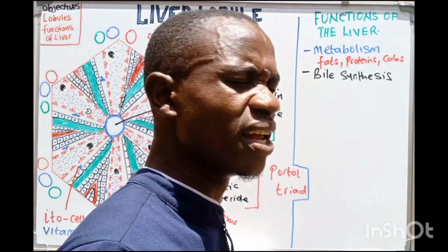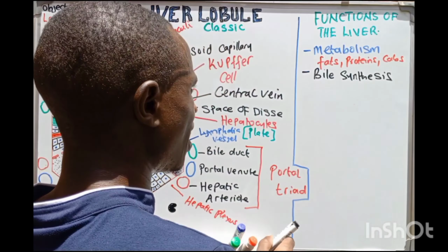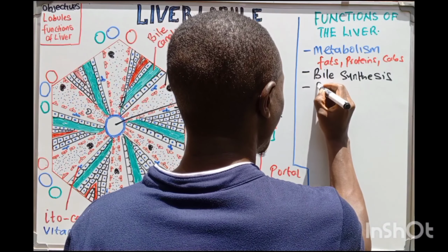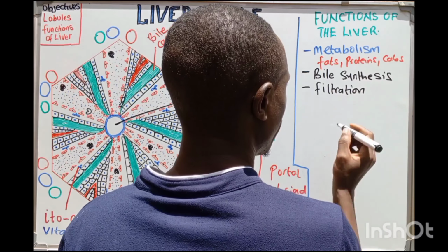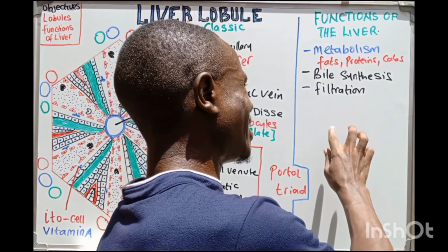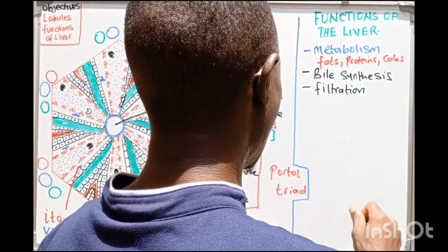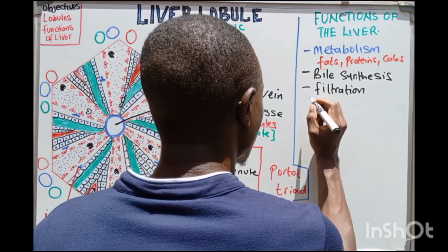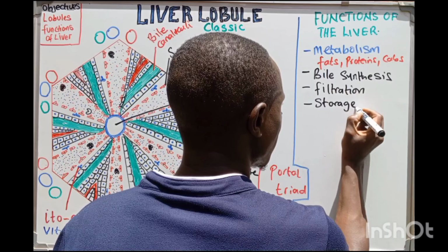all the substances that don't need to access what we call the general circulation. So the liver also plays a role of what we call filtration. The liver filters a lot of other substances that don't need to access the general circulation. Okay, and then another function of the liver is going to be what we call storage.